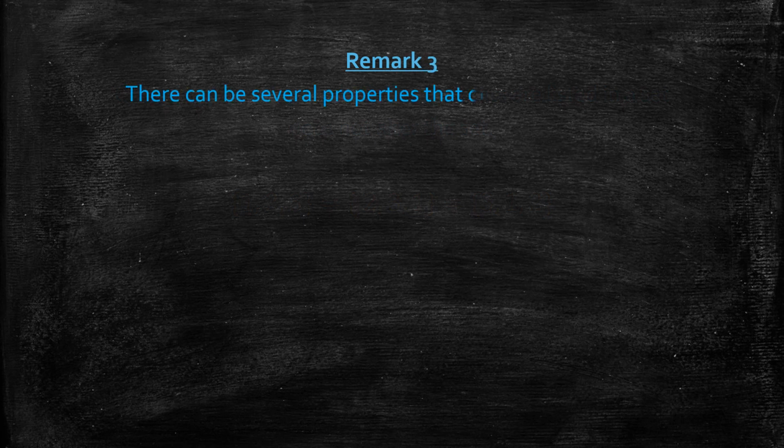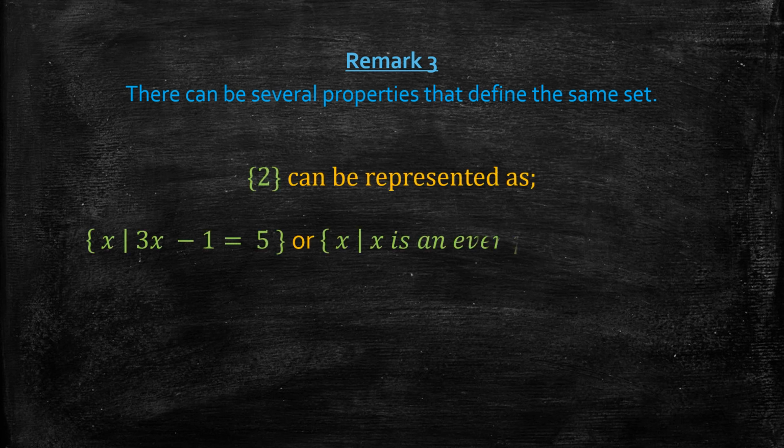Remark 3 is, there can be several properties that define the same set. Let me give you one example. Here {2} can be represented in two ways and both the ways are correct. In the first way I have denoted it as {x : 3x - 1 = 5}, and the solution to this equation can be only 2. Means only if I substitute x by 2 I will get LHS equal to RHS, and any other value of x will not satisfy the equation.